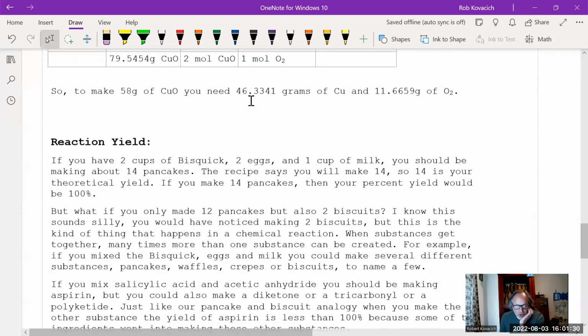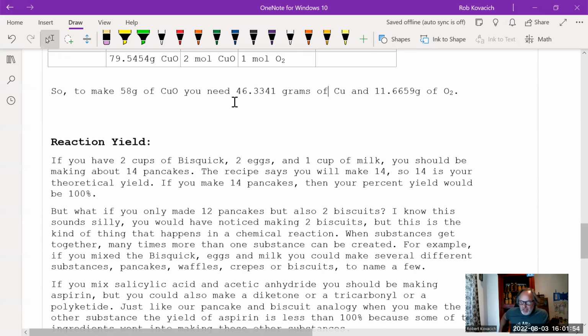Okay, great. So let's talk about how reaction yield would work in the real world. Many a Sunday I have made pancakes, and the recipe for pancakes when we're using Bisquick is 2 cups of Bisquick, 2 eggs, and 1 cup of milk. It says I should be able to make 14 pancakes. I can never make 14 pancakes.